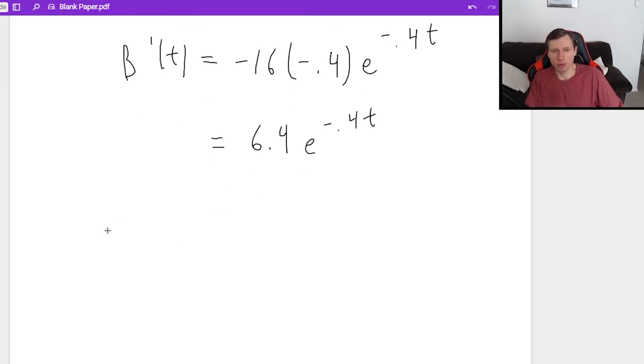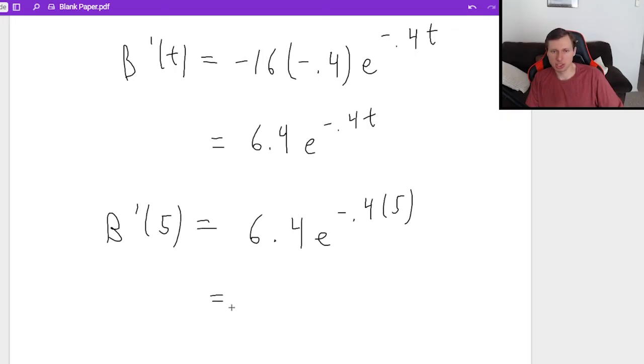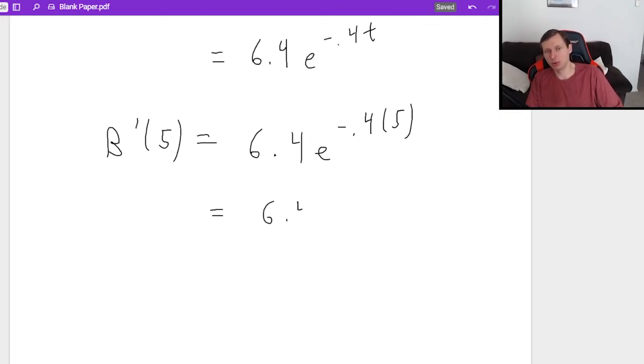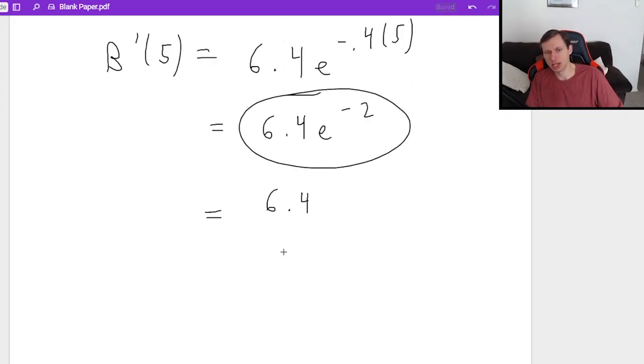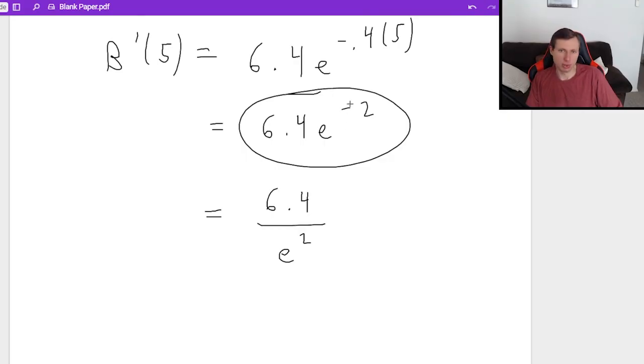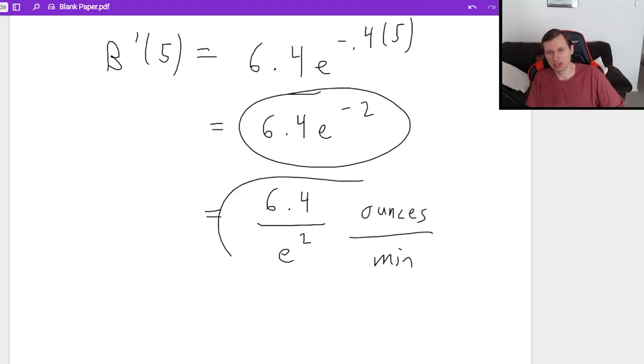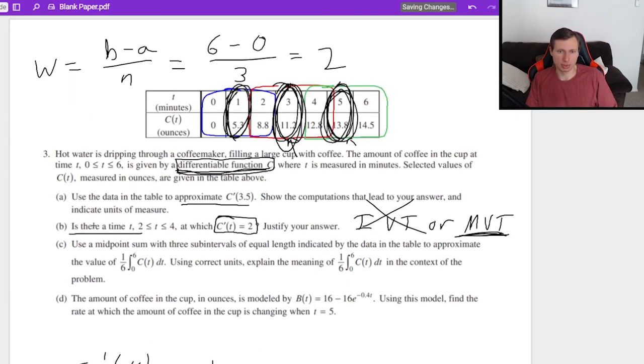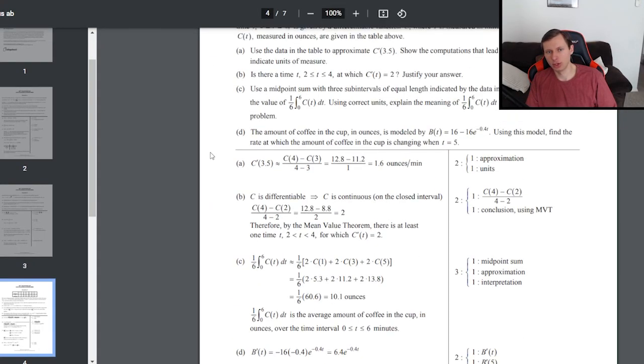There's our derivative. And if we want it at t equals 5, then you would just write 6.4 times e to the negative 0.4 times 5. You only have to simplify this as much as humanly possible, which means the only thing you can do right now is multiply 0.4 times 5. You'll get e to the negative 2 power. This is one answer. You could also write it like this, 6.4 over e squared, because a negative exponent means it can go in the denominator. Both are right in my opinion. And since it was the rate of change, this is ounces per minute. Okay, is there anything else that they wanted for this problem? I think we're good. Okay, so now let's check our answers with the results for number 3.